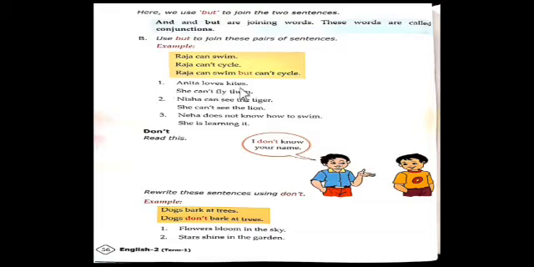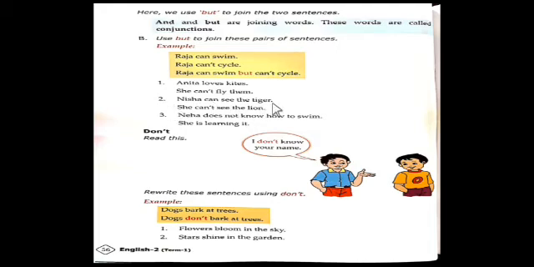So here, first one. Anita loves kites. She can't fly them. So use the conjunction word but and make one sentence. How do you make it? Anita loves kites but can't fly them. This is the answer.